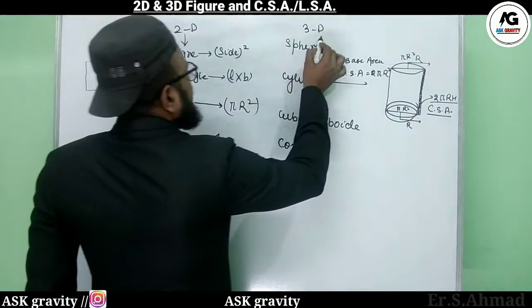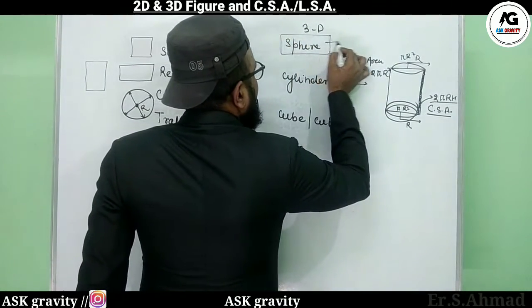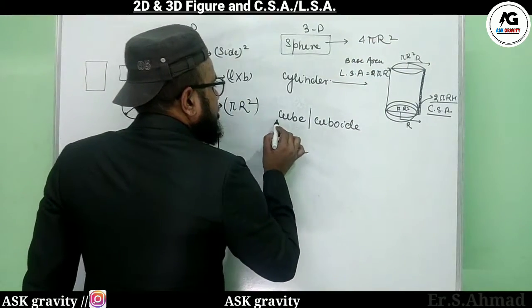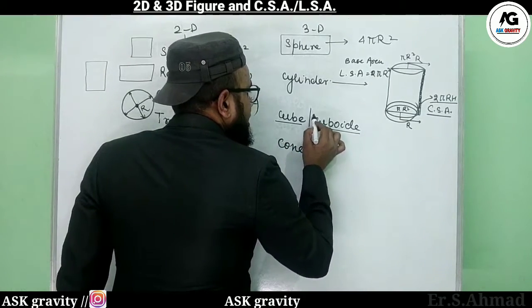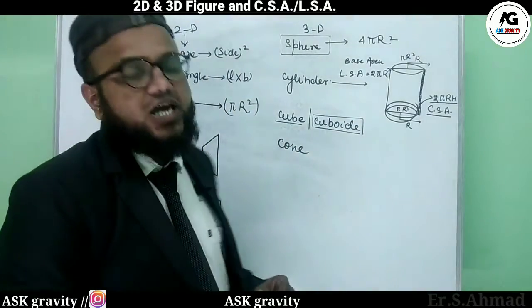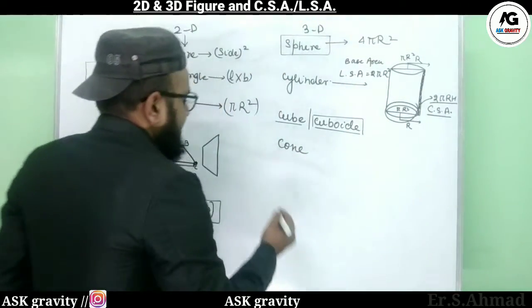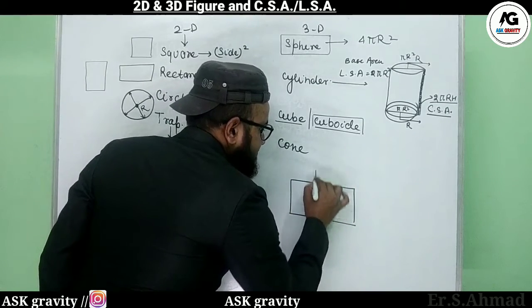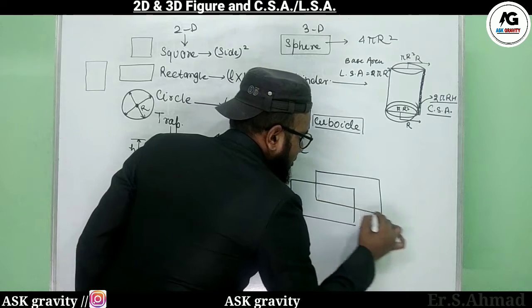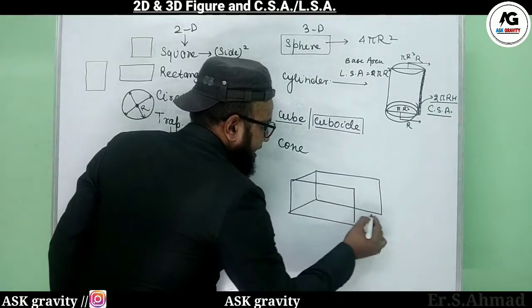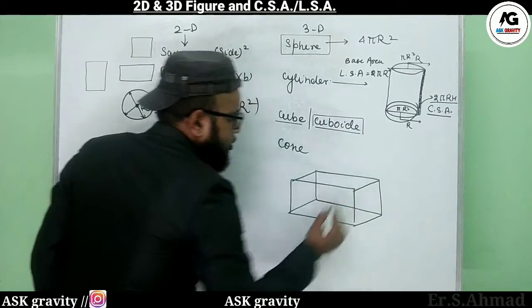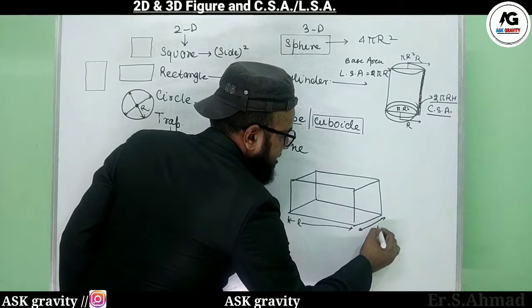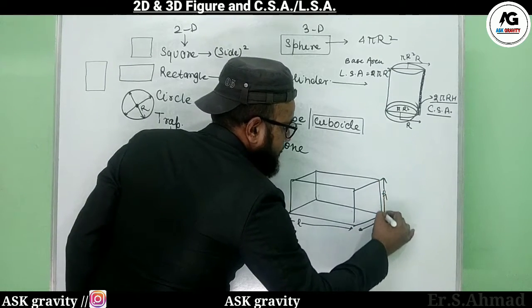Also, for finding the area of a sphere, we use the formula 4 pi r square. But for the cube and the cuboid, we have to read very carefully. Here I am drawing a rough diagram of a cuboid, taking it like this, with length and breadth, and this side is the height of the cuboid.